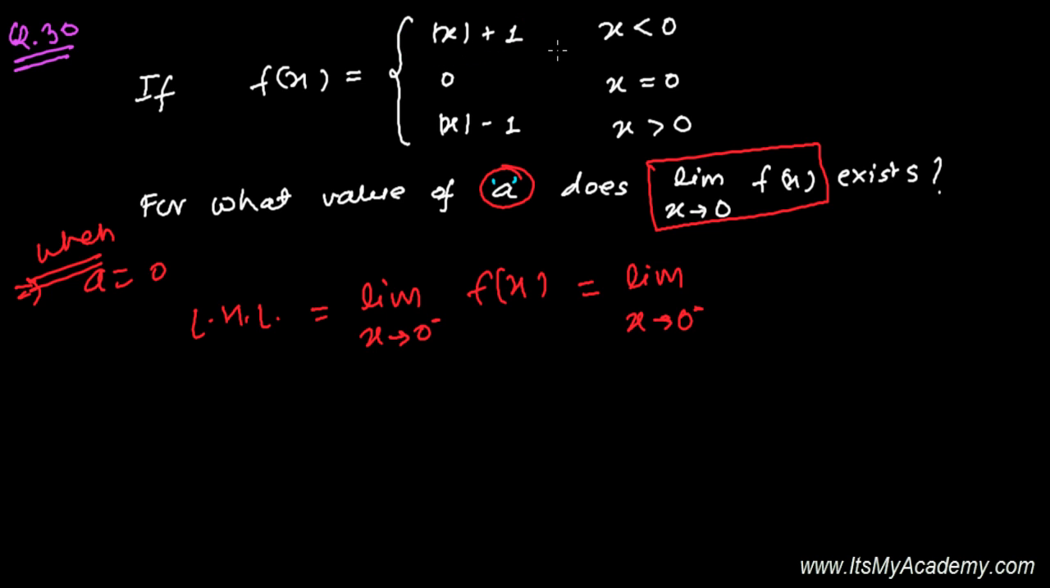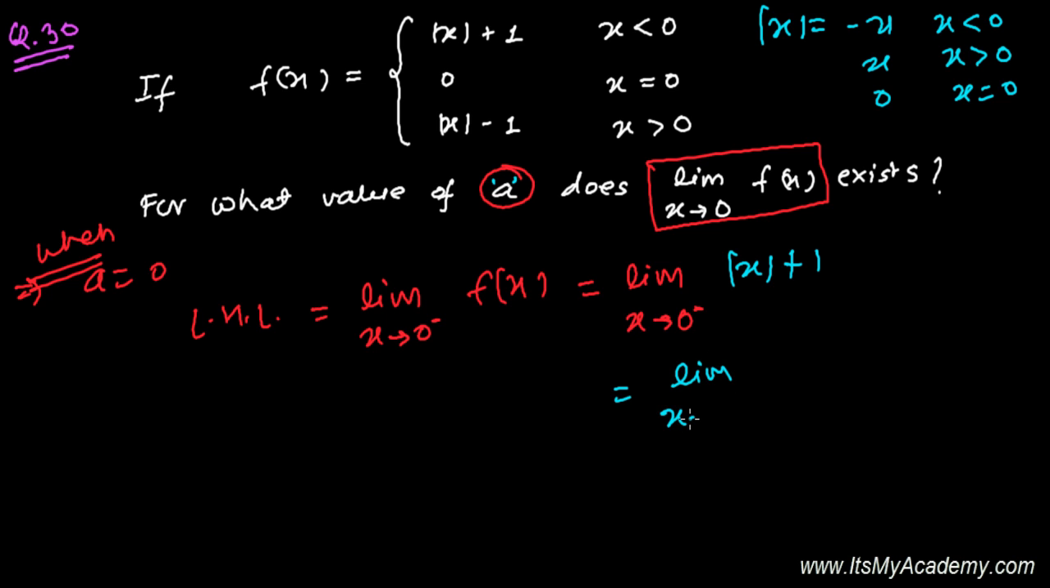And my dear friend, the modulus value of x has 3 cases: minus x when x is less than 0, meaning x is a negative number; x when x is greater than 0, meaning x is a positive number; and 0 when x equals 0. So this time 0 minus means less than 0, a negative number. So that time it is minus times whatever we have. So plus 1, and limit x tends to 0 minus, as I told you, the modulus value of x will be minus x, so minus x plus 1. Now let's plug in the value of x, 0 minus, so it will be minus 0 plus 1, that's 1.